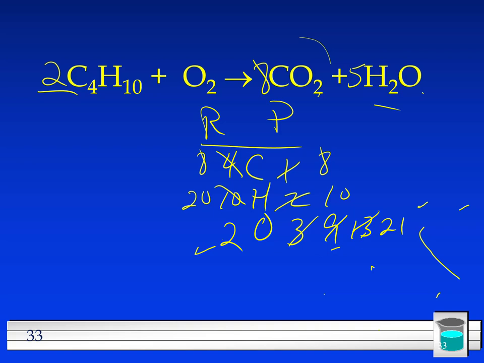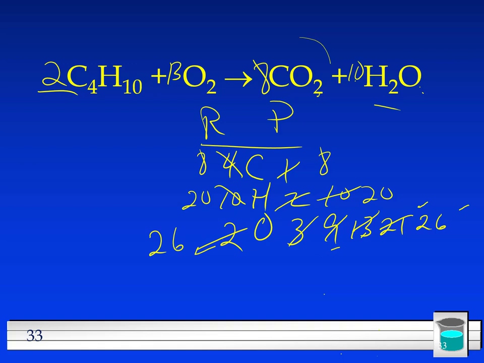Got to make my hydrogen 20 on the product side. So I don't want a 5 in front of water. To be 20, it would have to be a 10. That would give me 20 hydrogens. And it changed my oxygen to 16 here, and 10 more is 26. Now I have to fix oxygen. I need 26 on my reactant side. Can I do that? Yeah, if I put a 13 there, that'll give me 26 oxygens.